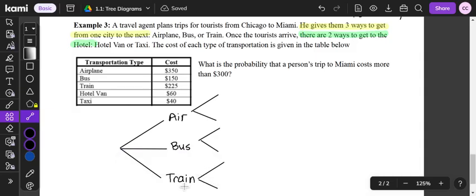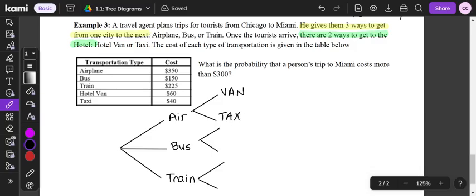Because if you take the train, you still got to get to the hotel. If you take the bus, you still got to get to the hotel. If you take the plane, you still got to get to the hotel. All right, cool. So those 2 ways to get to the hotel are either the van or the taxi. And from here on out, I'll just put V and T. So van, taxi, something like that.